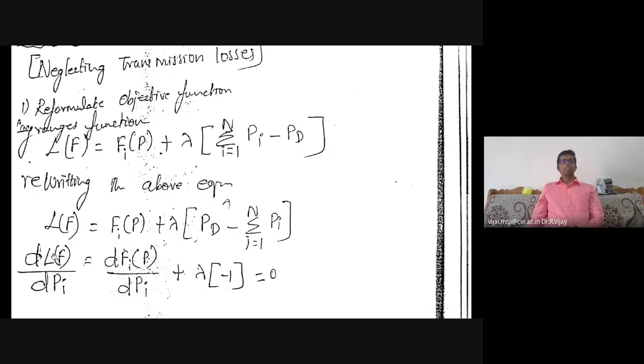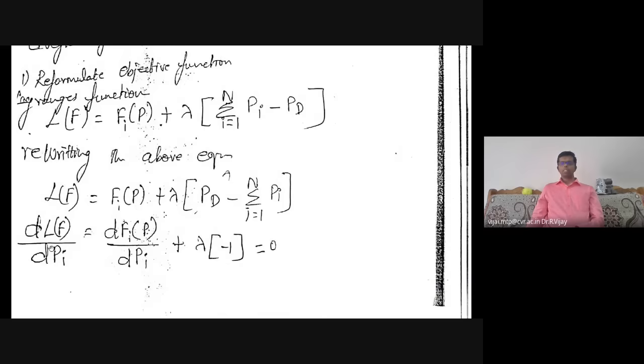We have to differentiate this Lagrange's function and equate it to 0 with respect to Pi. Why are we going for this differentiation? We are going to find out the small change in the generation that is happening. So that's why we are going for this differentiation. Here, this term is neglected.